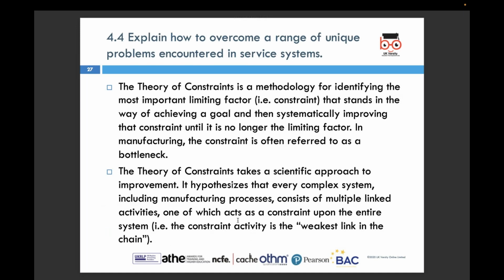Explain how to overcome a range of unique problems encountered in service systems.